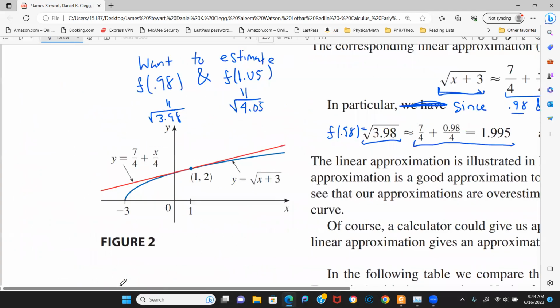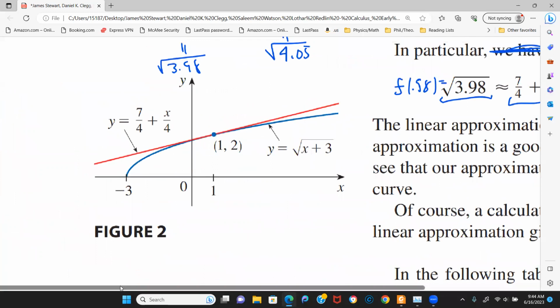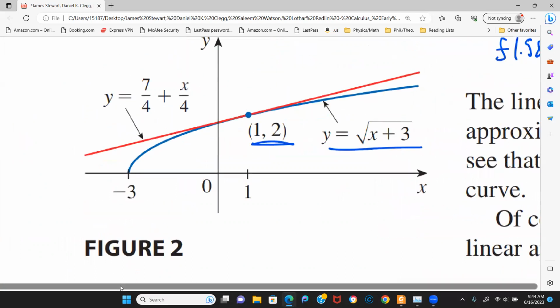And so here's the setup. Here's the square root of x plus 3. It's the blue curve, and it looks like this. And then the red line is the tangent line at this point to this curve. And you can see it's very close.